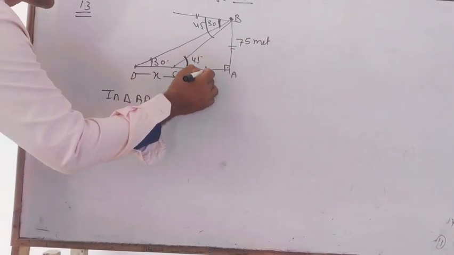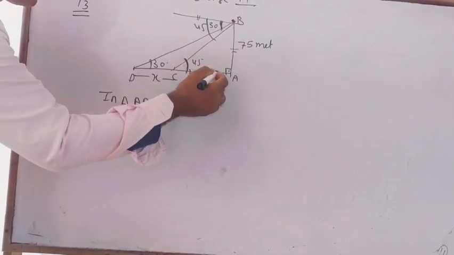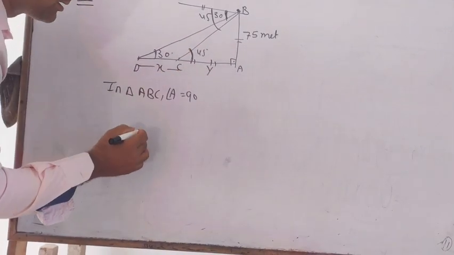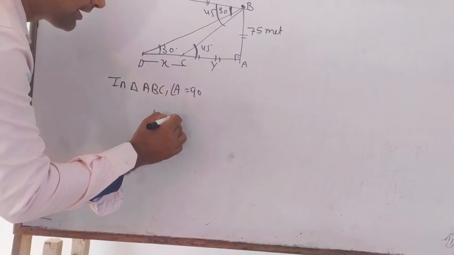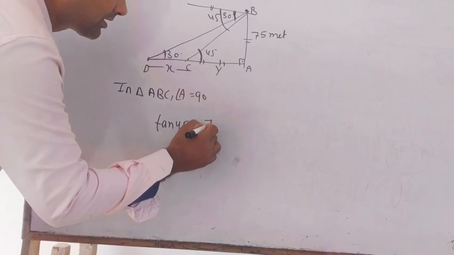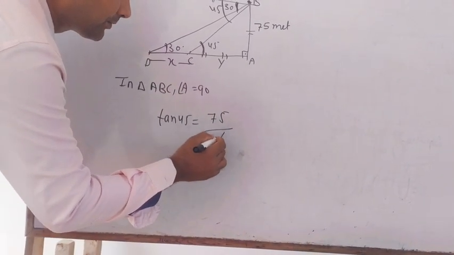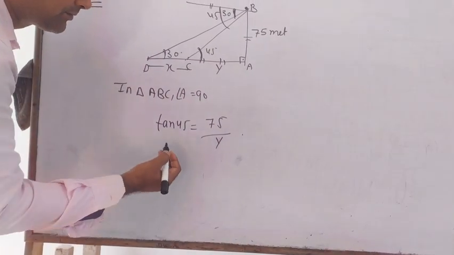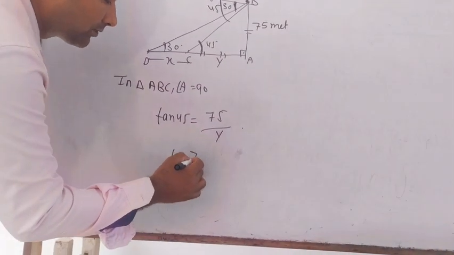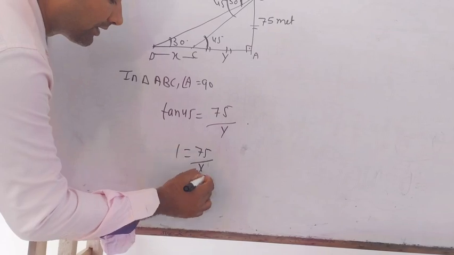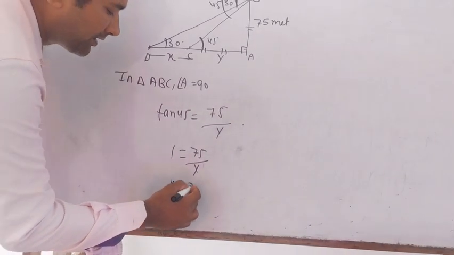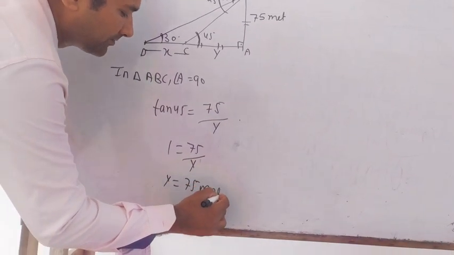So this side is the given side, so this makes the tangent, tan theta. So tan 45 degrees equals 75 upon y. The value of tan 45 is 1. So 1 equals 75 upon y, and cross multiplying, y equals 75 meter.